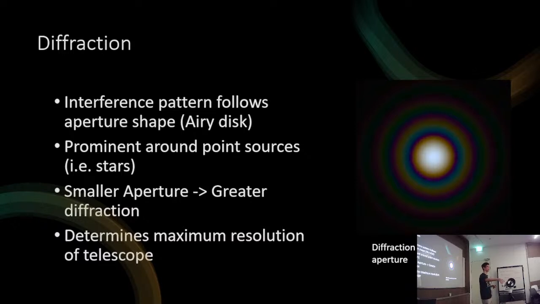So if the aperture of a telescope is round, then you have this circular interference pattern, and this is also known as the Airy disk. Right? So this is particularly prominent around point sources like stars, that are small and limited by diffraction. But let's say you have something like the moon, the lunar surface, then it's really not that obvious, right?